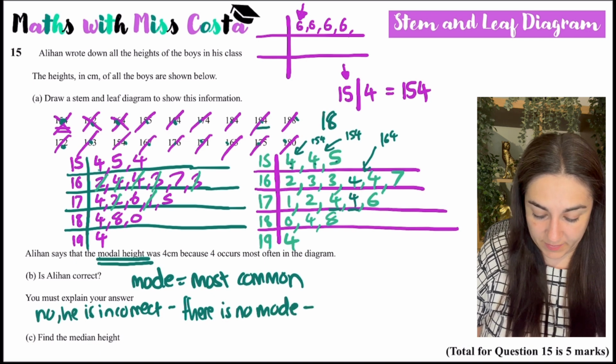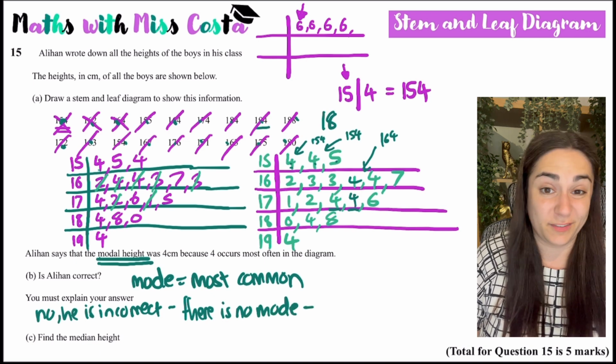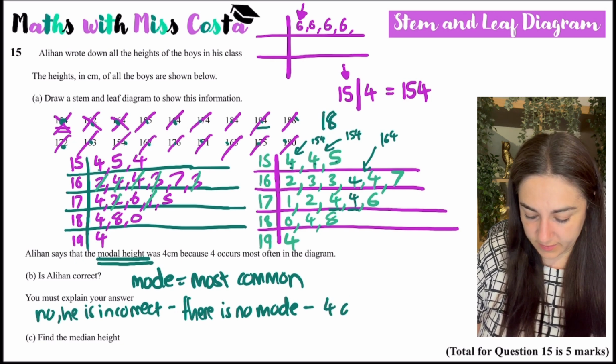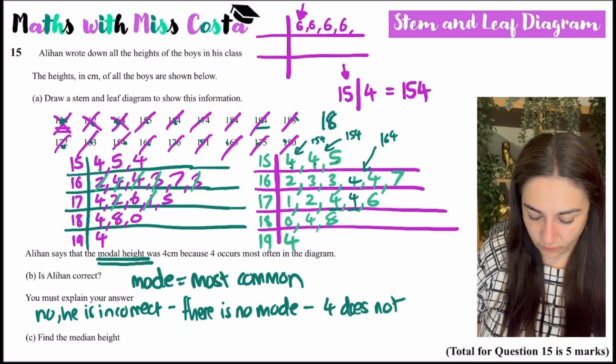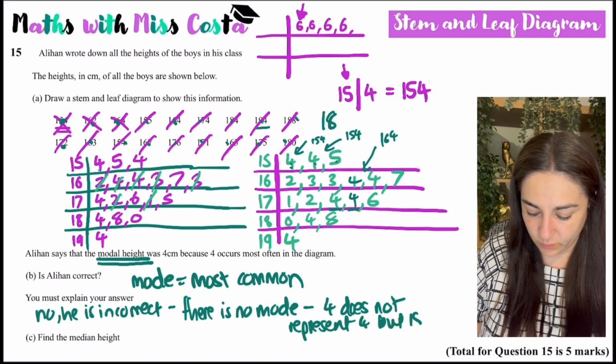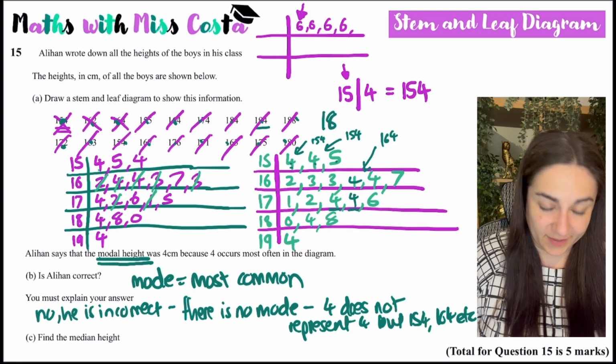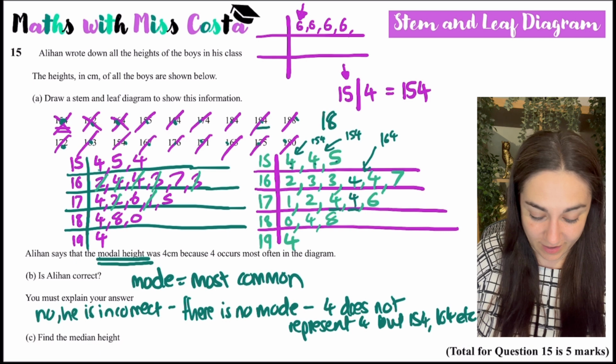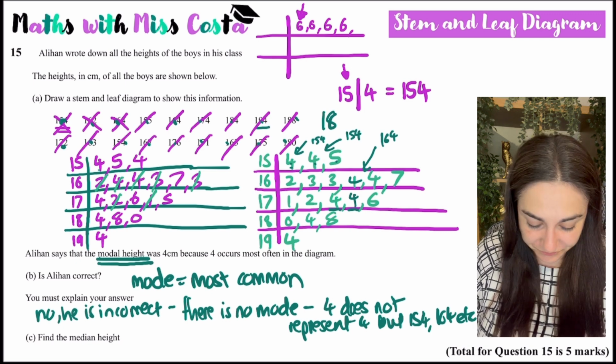Another reason might be he has forgotten about the stems. The 4 does not represent 4, but 154, 164, etc. Obviously, also, I don't think many people are 4 centimeters tall.